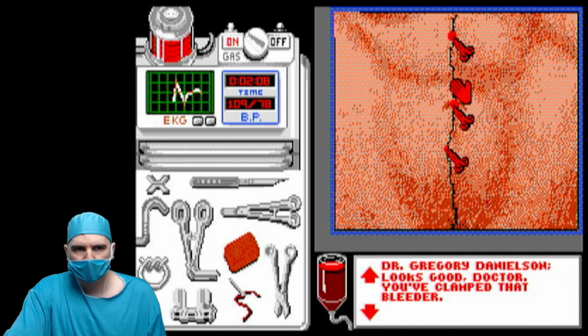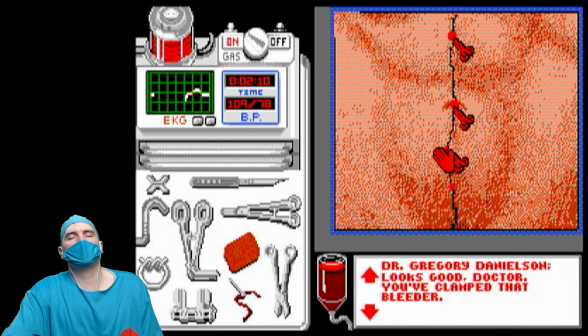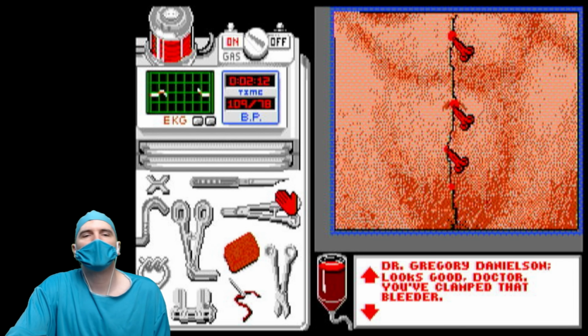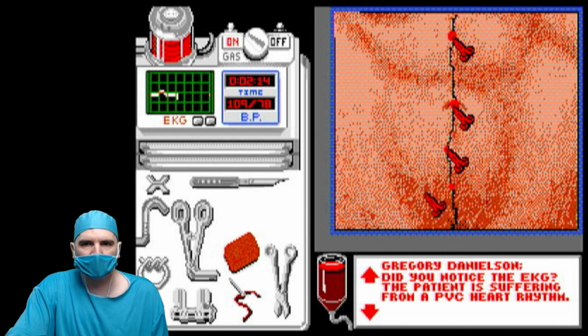The bleeder is clamped. But yes, this is a more difficult operation, but you can only attempt this one once you've done the first one. And notice the EKG? That one took some time.